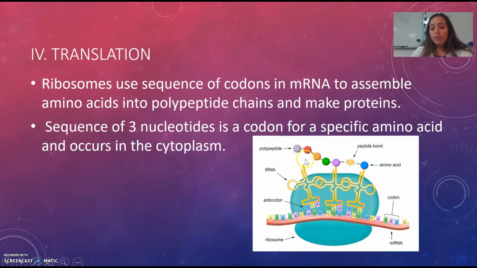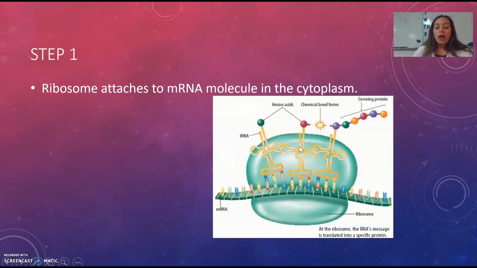This is your mRNA. It's going to come out here and attach. And then tRNA is going to come in with your amino acids. Every 3 nucleotides, so AGU, is a codon for a specific amino acid. All right, so step 1, the ribosome attaches to your mRNA molecule in the cytoplasm. So this right here, the mRNA, is going to come in and attach to your ribosome, which is this green structure.